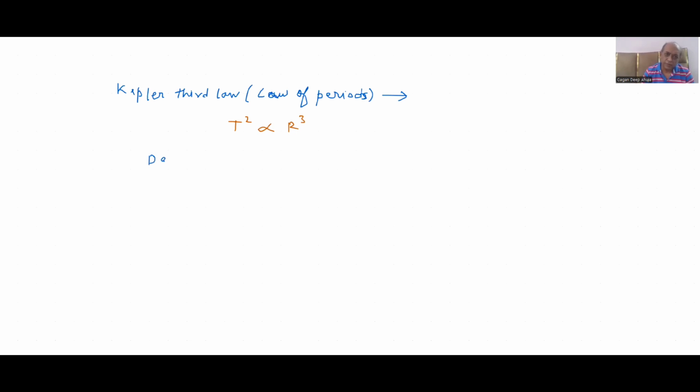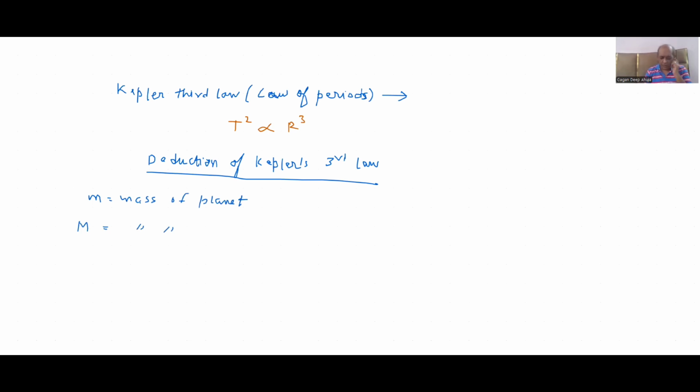Deduction of Kepler's third law. How we can deduce it. So let us consider that there is a planet which is revolving around the sun. That small m represents the mass of the planet. Capital M represents the mass of the sun. And suppose it is revolving in a circular orbit.